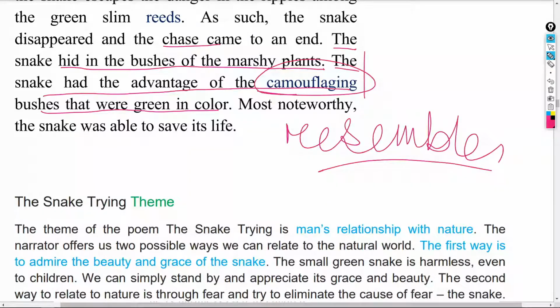And therefore when it went there into the green reed into the water, it was very much confusing for the pursuer or the man to single out or find out the snake. Most noteworthy, the snake was able to save its life. So the biggest thing is that the snake was capable of saving himself, and the poet also was observing it from a distance, and then he expressed a sigh of relief. Thank God, the snake is saved.